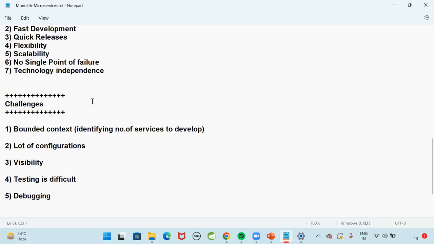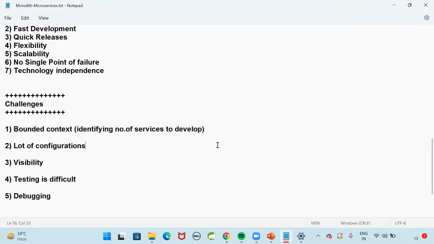The first challenging task is bounded context. So what is the meaning of a bounded context? We have a project. Client has given 100 requirements. For those 100 requirements, how many microservices do we need to develop? Do we need to develop 100 microservices for 100 requirements? Or 40 microservices?